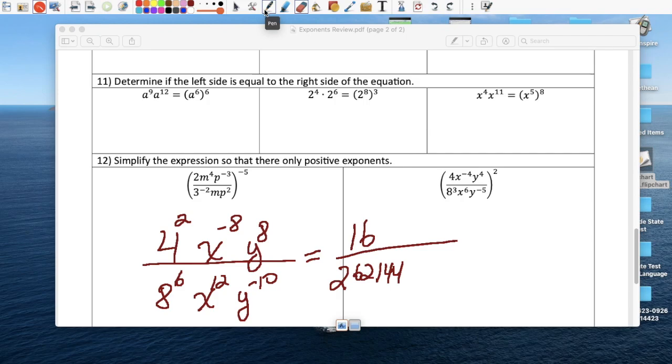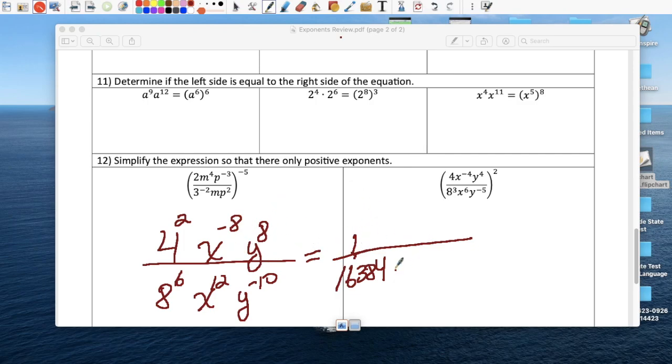262,144 divided by 16. So, if you simplify that, okay, you should get 1 over 16,384. That's what simplified would get you. Now, the rest of the fraction. So that 1, eventually we're not going to need it.